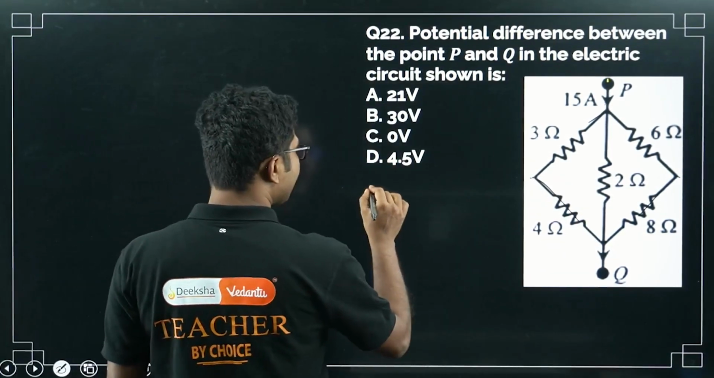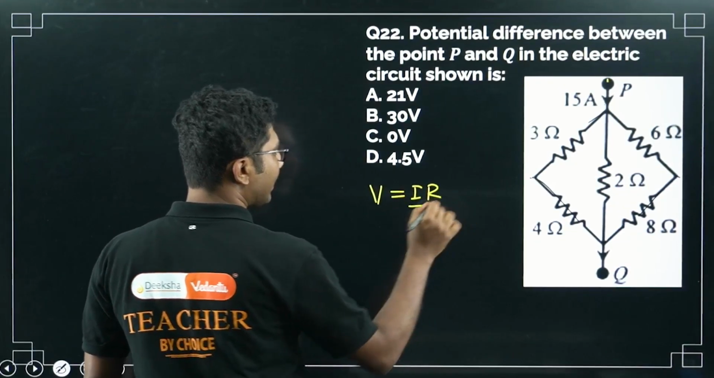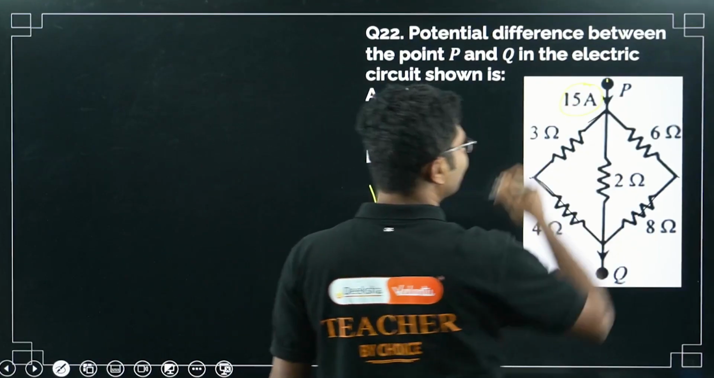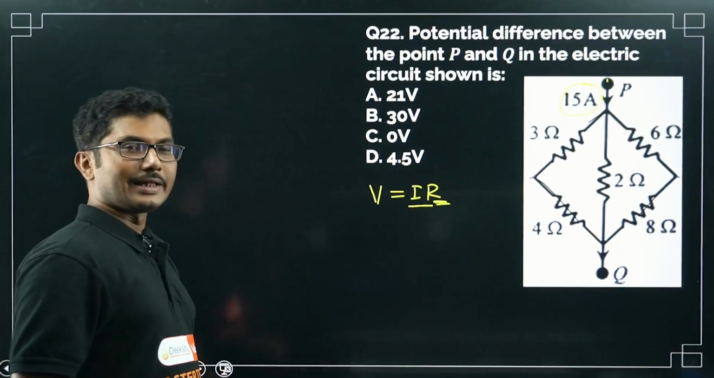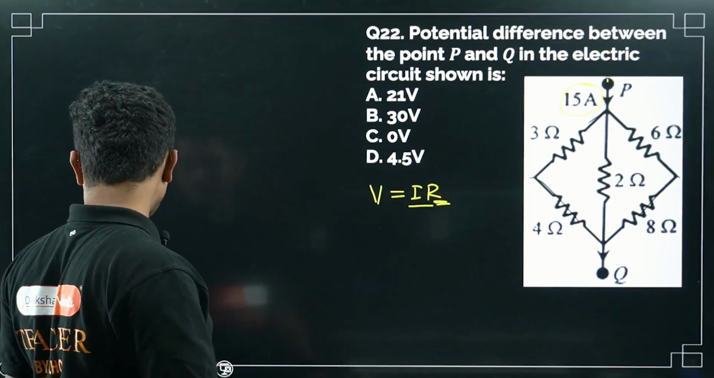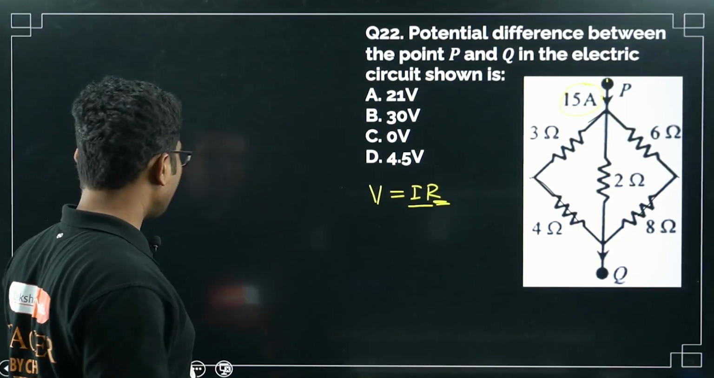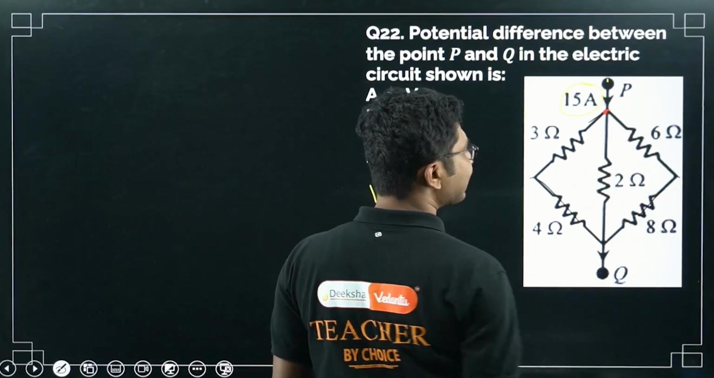To calculate potential difference, we know Ohm's law: V is equal to IR. I is already given here. If you can calculate the equivalent resistance, then you can calculate the potential difference. Simple. So how can we calculate the equivalent resistance?